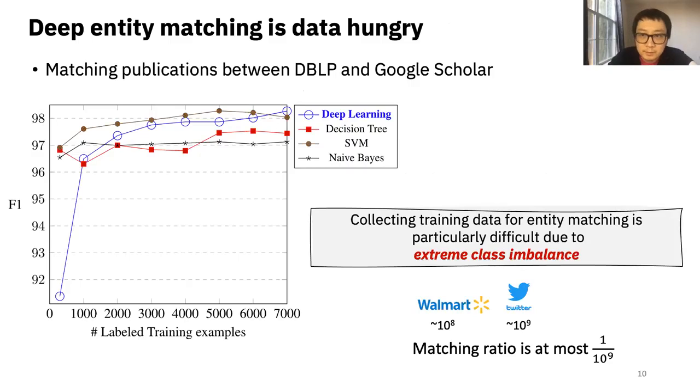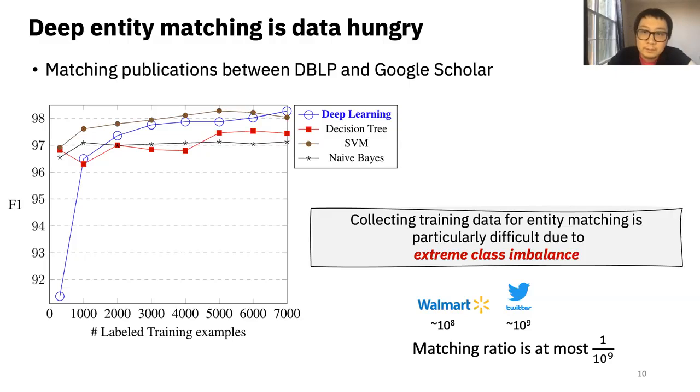We have done a very simple experiment where we train a deep learning model to match papers between DBLP and Google Scholar. So it's a very simple task. From this chart, you can see that unless we provide deep learning enough, in this case, more than 7,000 examples, the performance of deep learning is actually much worse than other traditional machine learning algorithms, especially when we provide less than 1,000 labeled examples, right? So from this simple experiment, we know that getting labeled data is very important for a successful deep learning approach.